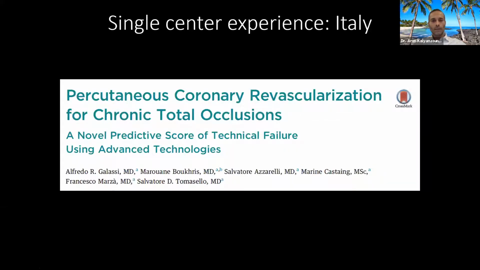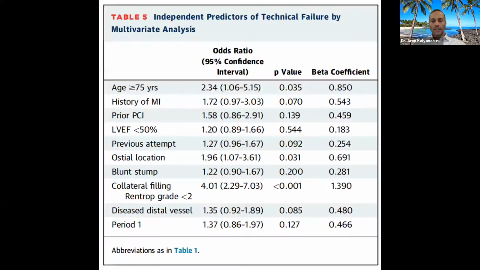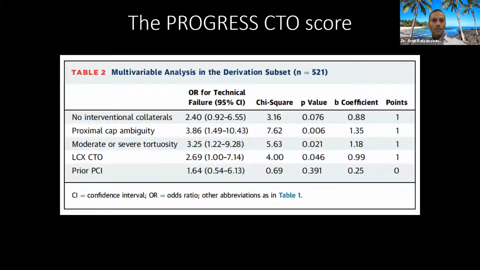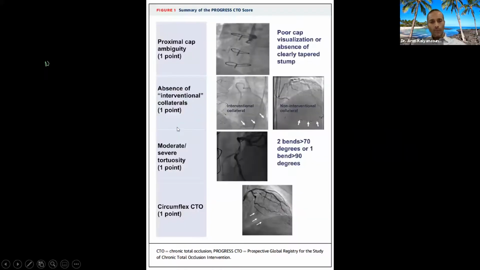This is from my friend Galassi in Italy. And this is a score that, again, I think has been validated a little bit. This is from Manos, Dr. Bilakis, and from the Minneapolis Heart Institute. And really, here, what makes it hard is when you don't have an interventional collateral, when your proximal cap is ambiguous, you're dealing with a lot of tortuosity. Circs, we know in regular PCI, are always hard. A Circ CTO is harder if it's a prior PCI. Now, each one of these gets a point. And the more points, the more difficult it is.